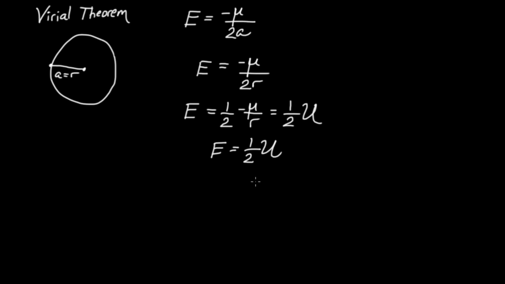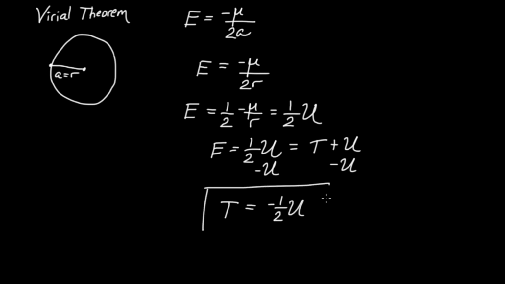And let's go a little bit further with this. Recall that the total energy is the sum of kinetic energy, T, plus potential energy, U. What I'm going to do is subtract U from both sides. And what I get is that the kinetic energy, T, is going to be equal to minus 1/2 the potential energy, just from 1/2 U minus U. And this statement here, that the kinetic energy is minus 1/2 the potential energy, is what's called the Virial Theorem. Now, for a circular orbit, this statement is true at all points during the orbit.